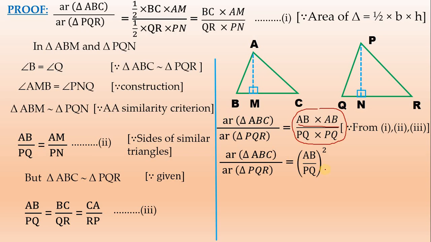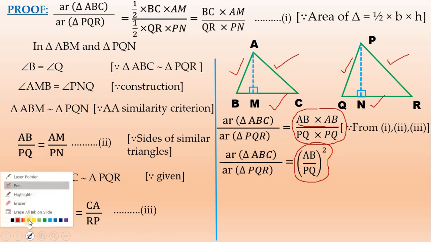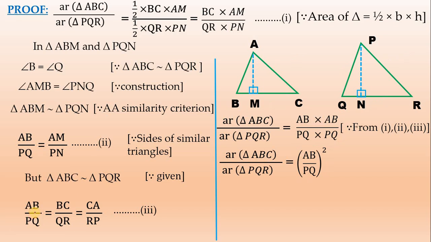But actually what did we want to prove? We wanted to prove AB by PQ whole square, which equals BC by QR whole square, which equals AC by PR whole square. But here we have proved only one pair of corresponding sides, AB by PQ whole square. This is only one pair of corresponding sides squared. The remaining two sides, children, we can easily prove by writing the statement similarly by using 3.